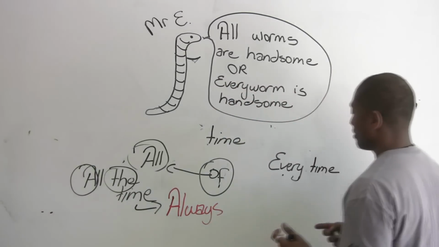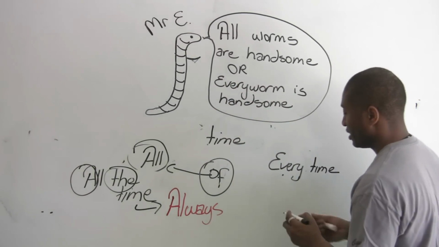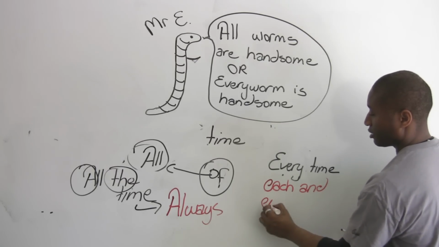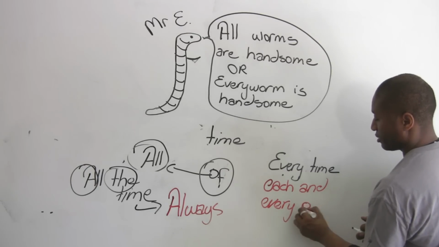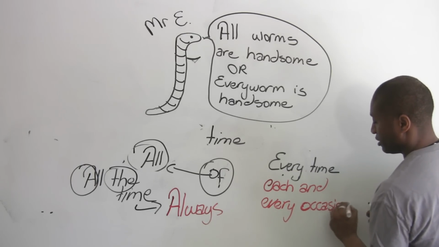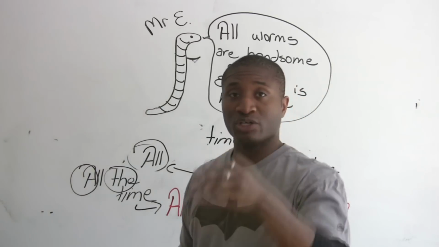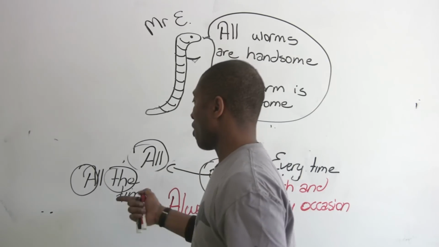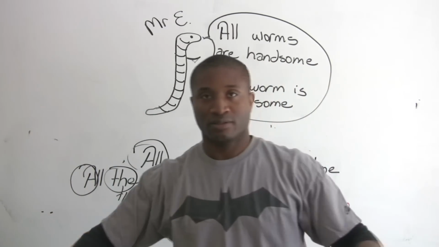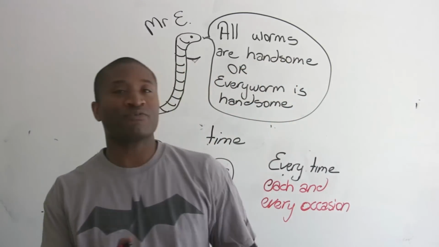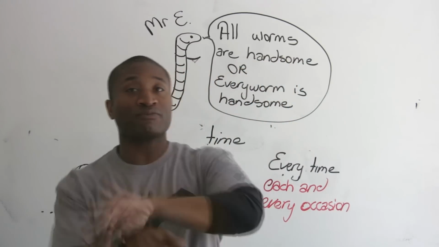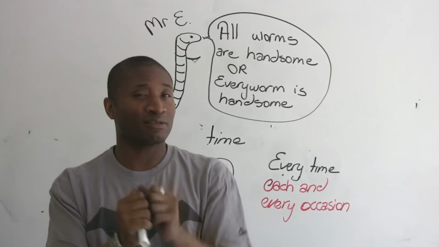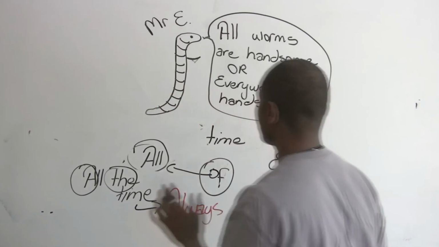Okay? Now, when we say every time, it's not quite the same. It means each and every occasion. It means each individual time on every occasion. If I say, you look different all the time, always different. Always. Never the same. If I say, you look different every time, each occasion is a little different. Okay? So we're looking, and we really care about the individual parts of it. More detailed. Okay? Cool. Now, I'm going to wrap this up.